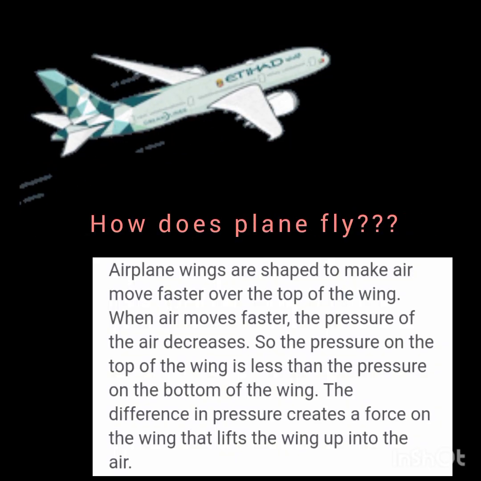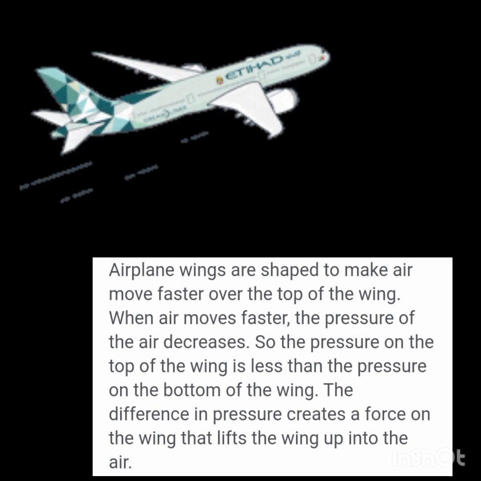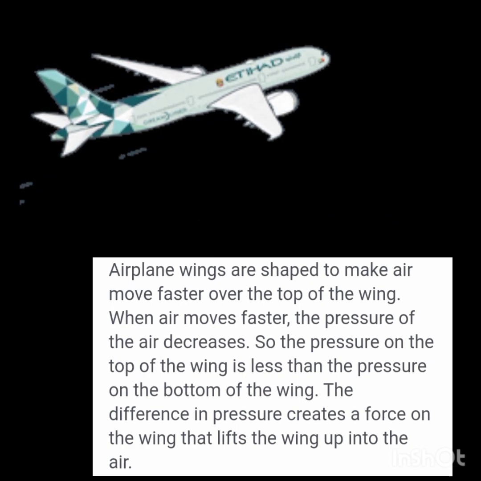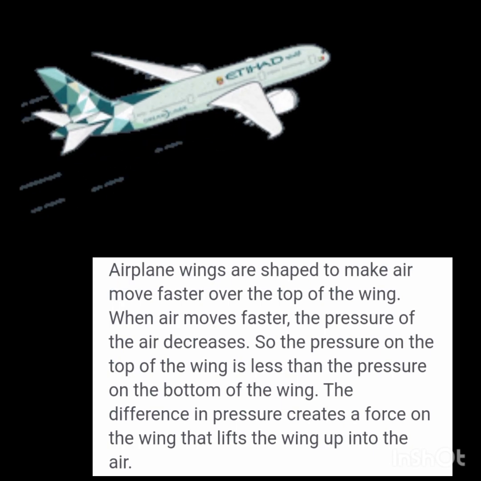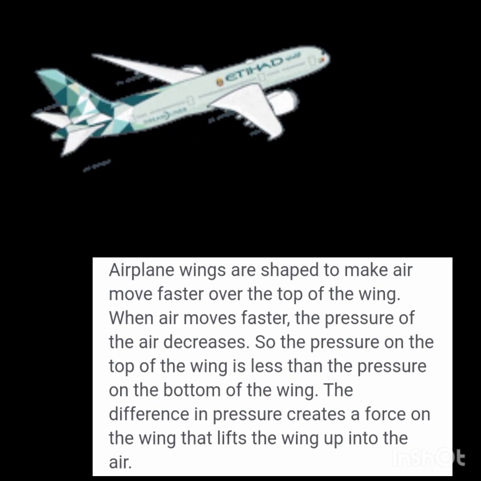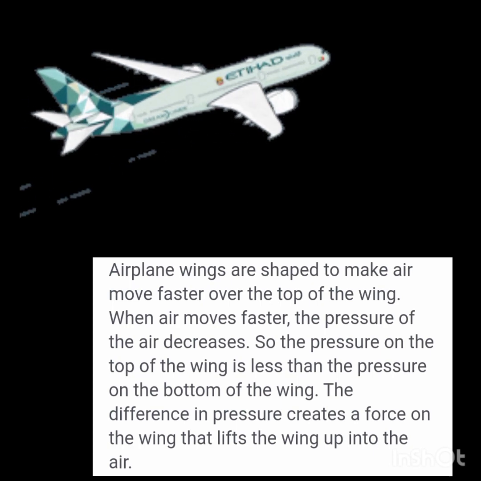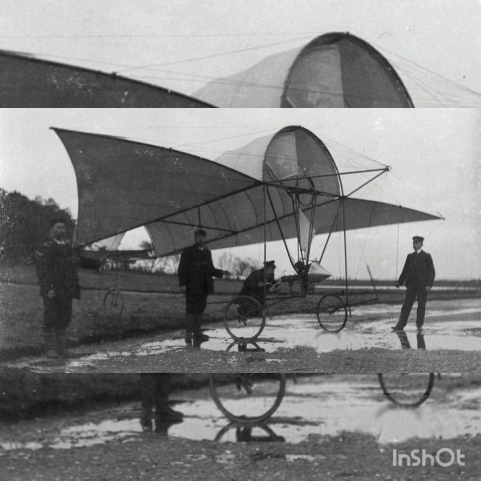So let's come to the main question, how does the plane fly? Airplane wings are shaped to make air move faster on the top of the wing. When air moves faster over the top of the wing, the pressure decreases. So the pressure on the top of the wing is always low as compared to the air pressure at the bottom of the wing. The difference in the pressure creates a force so that the wing lifts up and the plane starts flying.